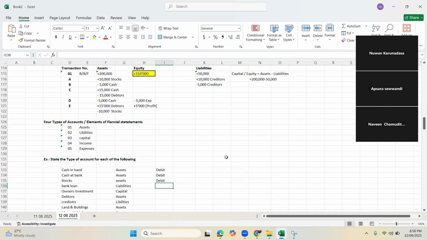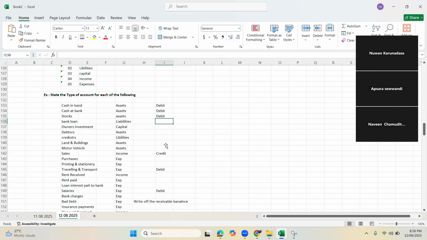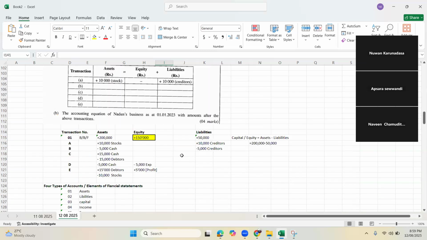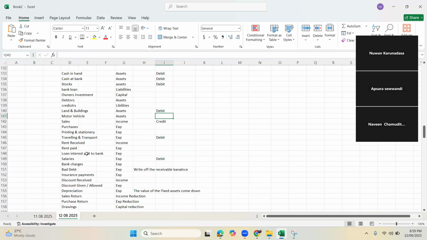Land and building, debit. Debtors, debit. So easy.